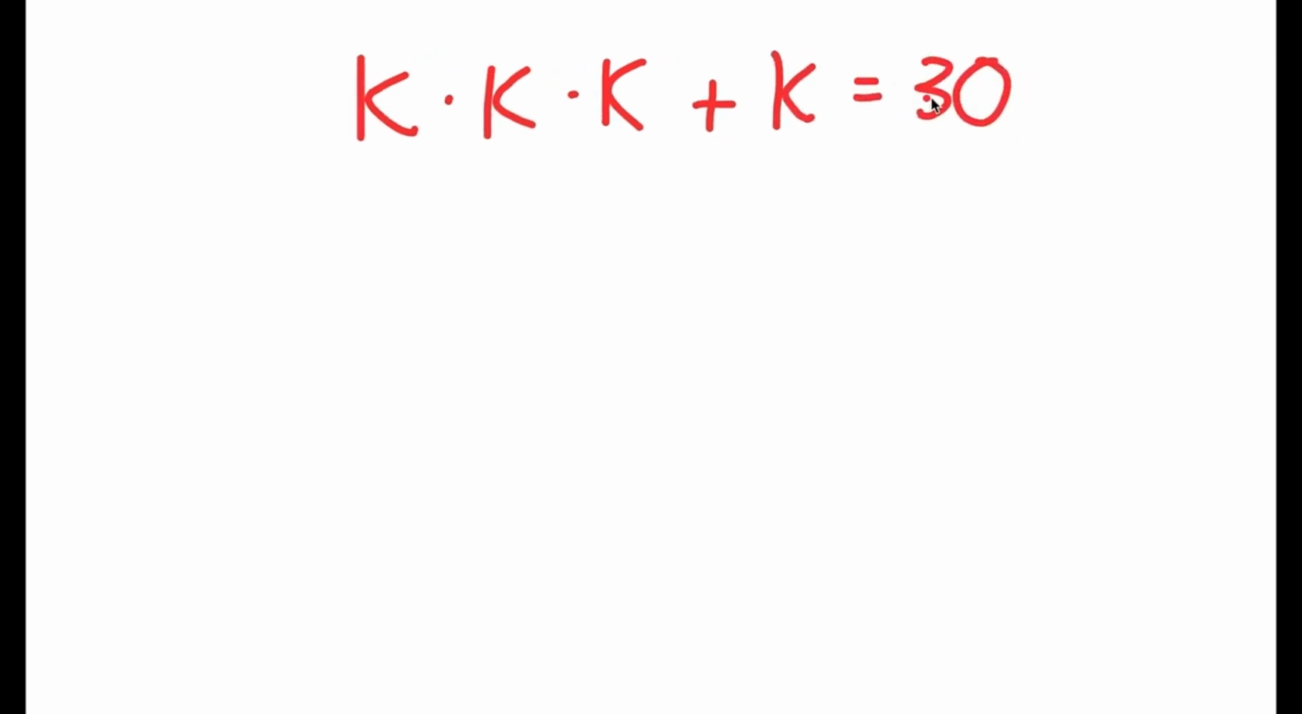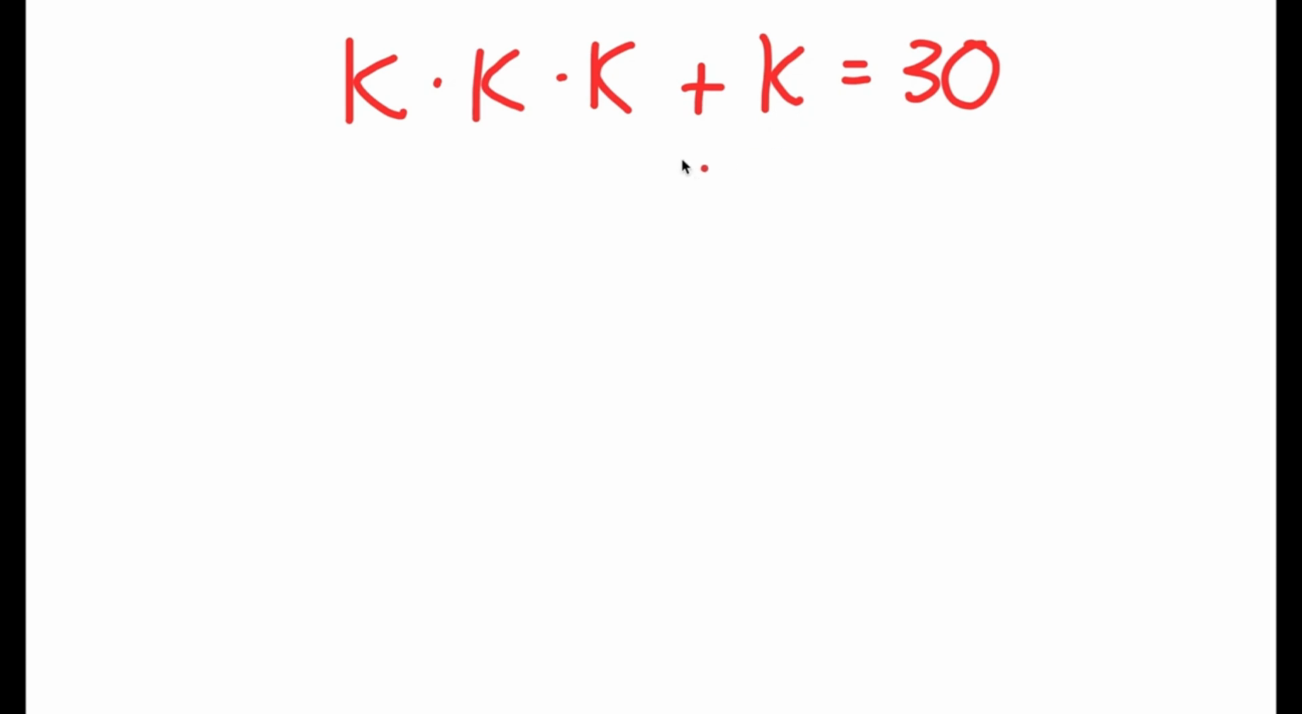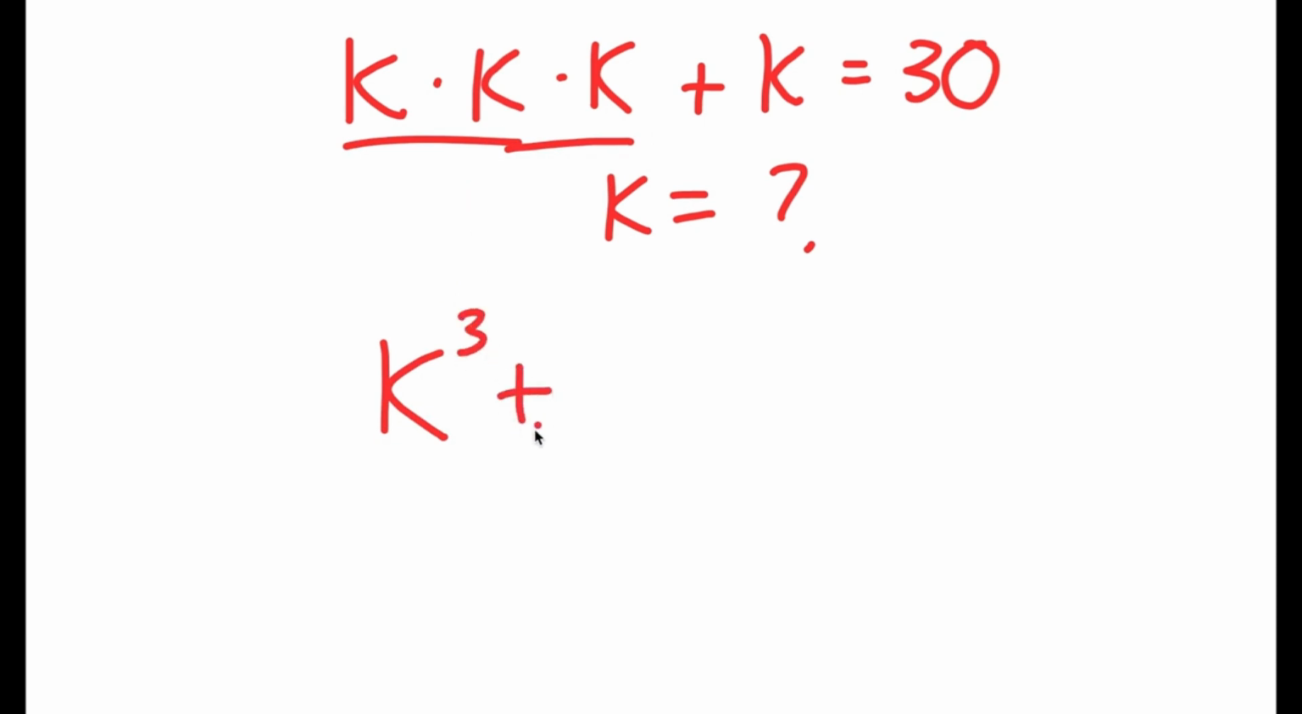Alright, so in this video, I'm going to solve the equation k times k times k plus k is equal to 30. So obviously I want to find the value of k in this equation. To start off, k times k times k is the same thing as k to the power of 3. So k to the power of 3 plus k is equal to 30.